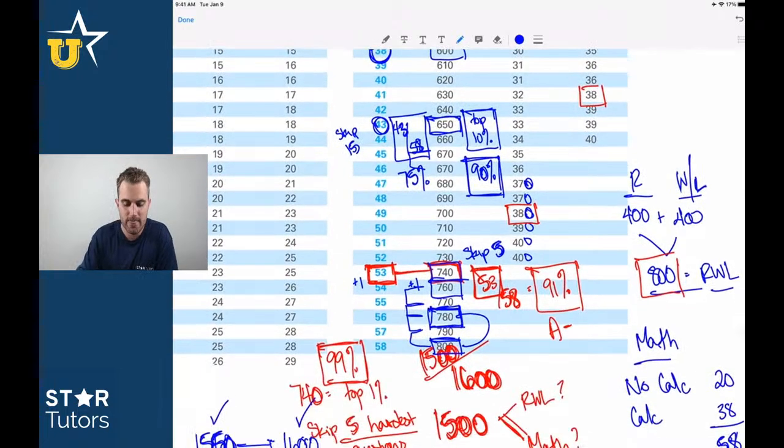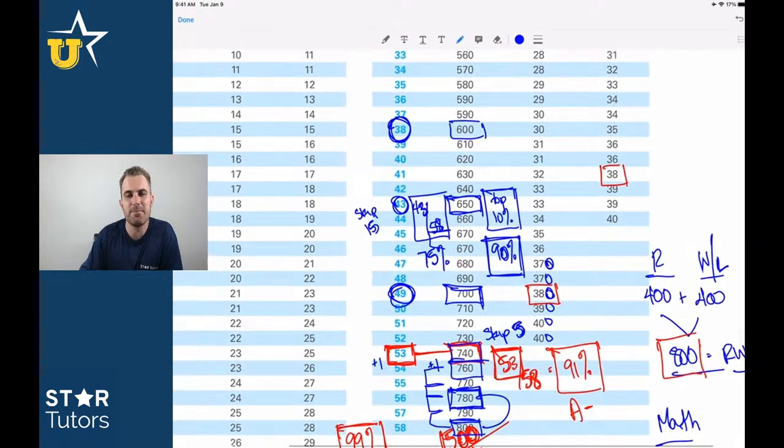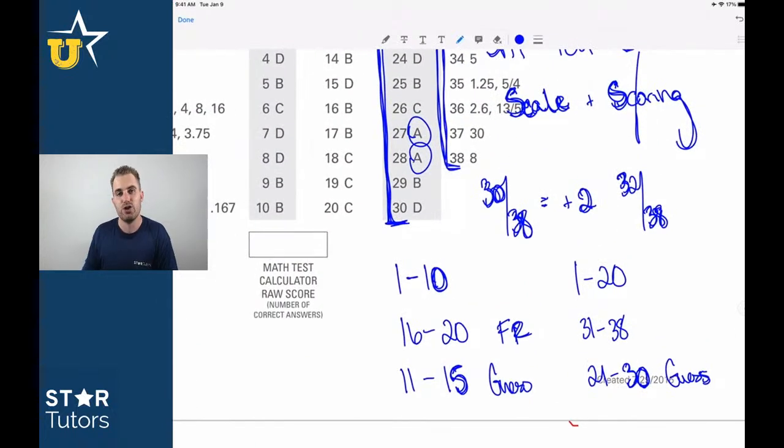32 out of 38 would be -6, and you probably missed 3 on the no calc section because it has about half as many problems. You missed 9 questions. 49 would be a 700. By skipping 8 questions on the calculator test and using a guessing letter the rest of the way, you'd end up with a 700 on the test. That's awesome, right? That is awesome news for everybody that wants to take this.